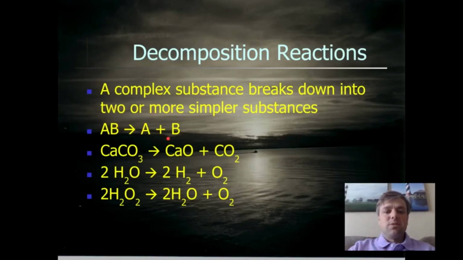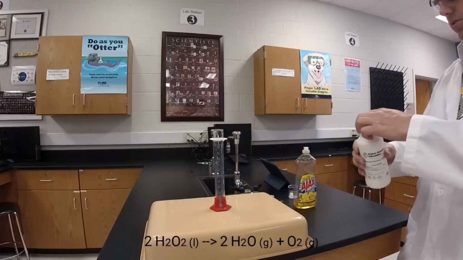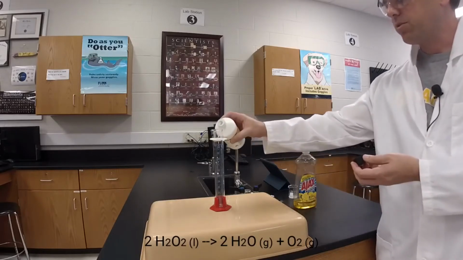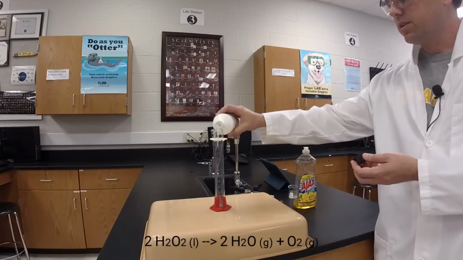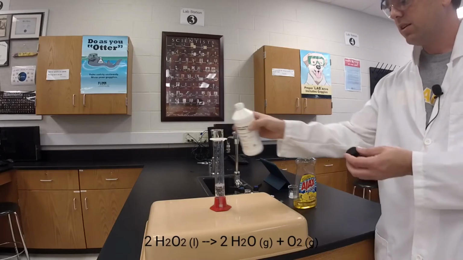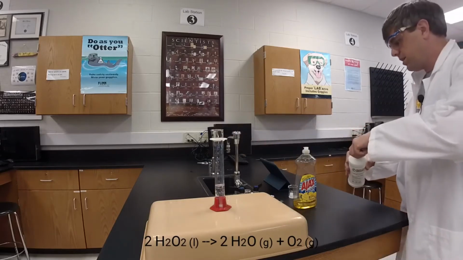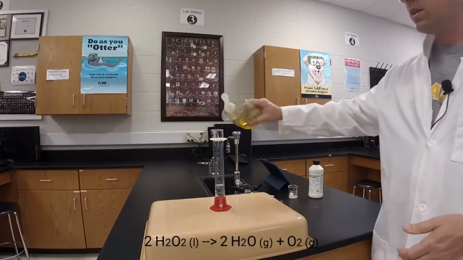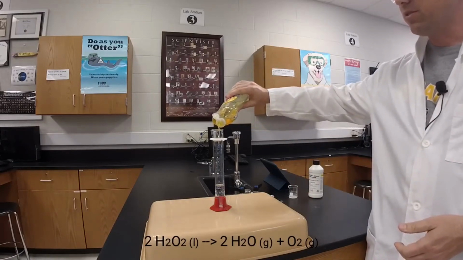And now I'm going to show you a demonstration of this last reaction where I'm going to take hydrogen peroxide and break it apart into water and oxygen. I've got some hydrogen peroxide. This is a 30% solution, so it is about 10 times as concentrated as what you'll find in your local drugstore. And to that, I'm going to add some dish soap just to capture the product of this decomposition reaction.